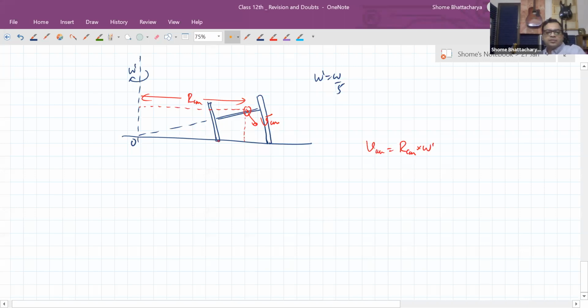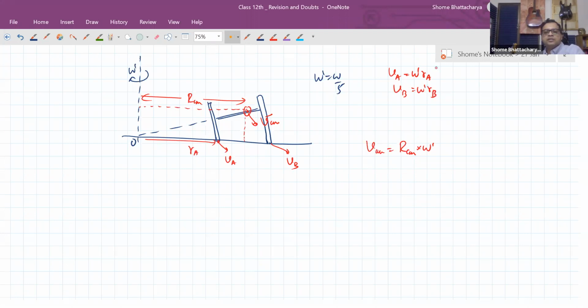Okay, just like this point, its velocity is VA equal to omega prime into RA. Okay, VB is like that, omega prime into RB. So we have the relation A omega is equal to omega prime into 5A. Like that, we have the relation that 2A omega is equal to omega prime into 10A.